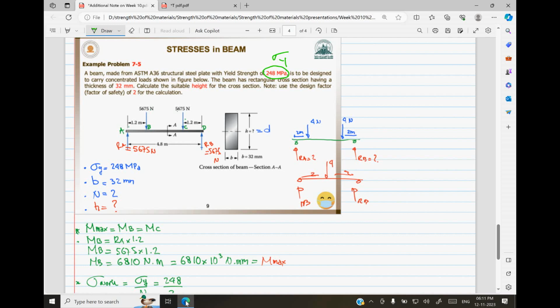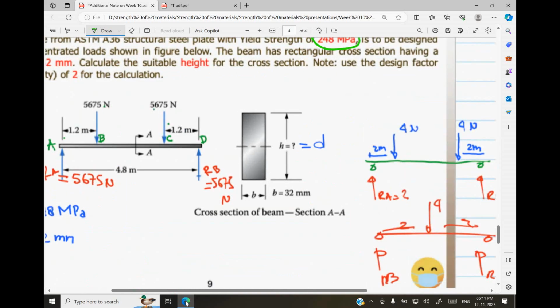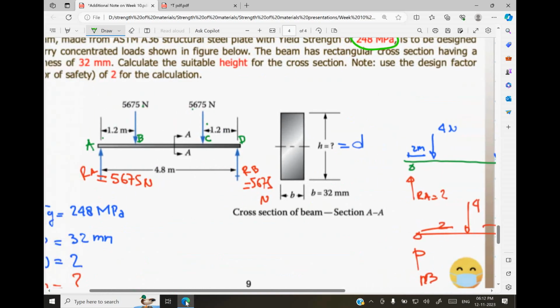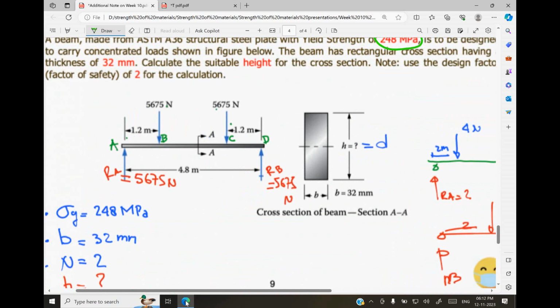It is to be designed to carry concentrated loads shown in the figure below. You can see here there are two loads over here. One is how much? 5675 Newton. Another one is also 5675 Newtons. The beam has a rectangular cross section having a thickness of 32 millimeter. See here we have 32 millimeter. That is B.